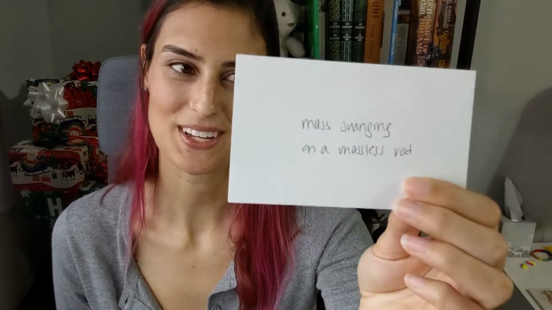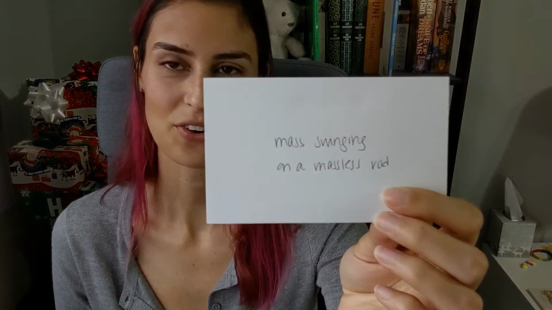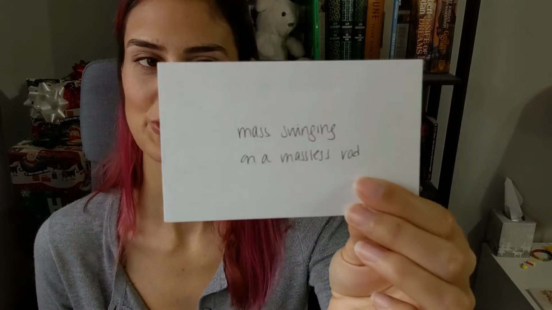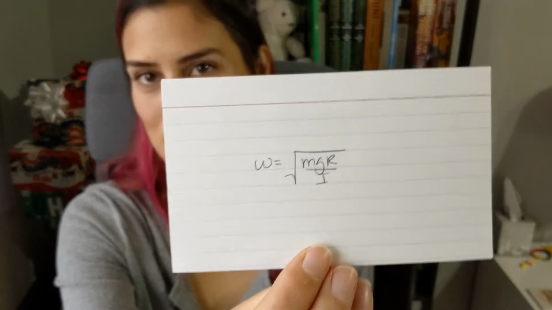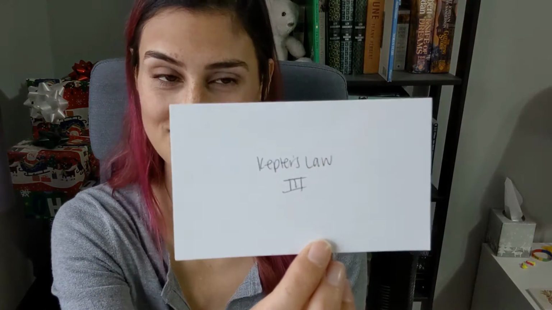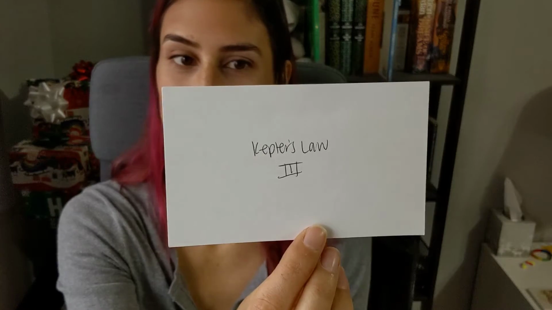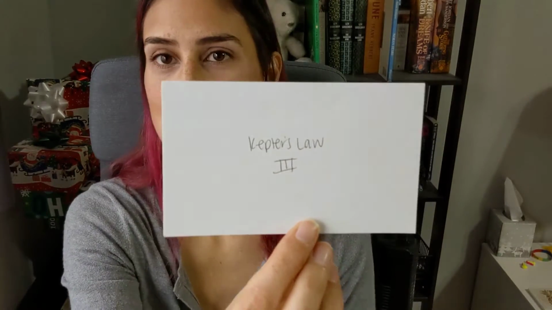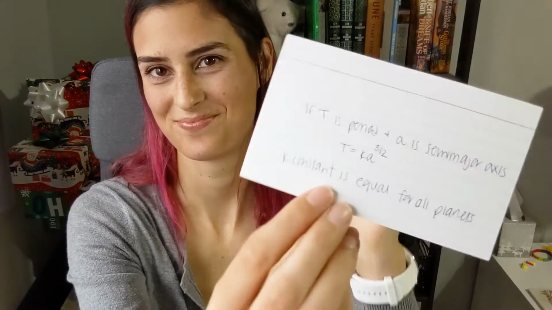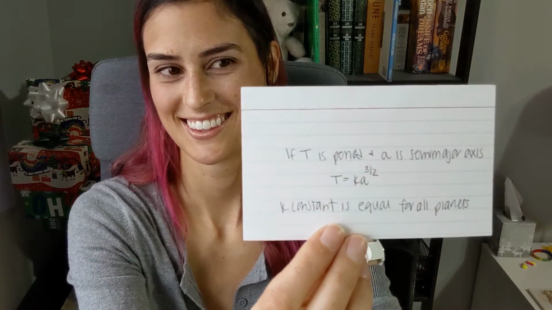Mass swinging on a massless rod. What this was for was I was looking for the frequency here. So the angular frequency omega is equal to the square root of mgr over I, where I is the moment of inertia. Kepler's third law. If you have T for period and a for semi-major axis, then T equals k a to the 3/2, where k is a constant that is the same for all planets in the system. I probably Google Kepler's third law at least once a week, and I still forget it.